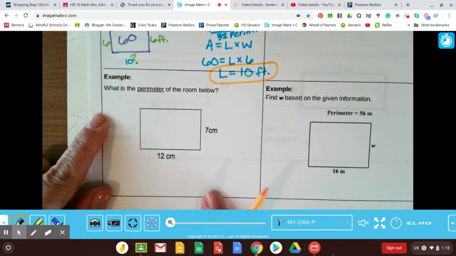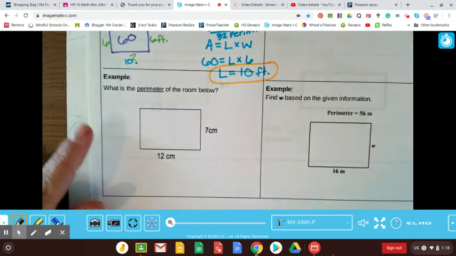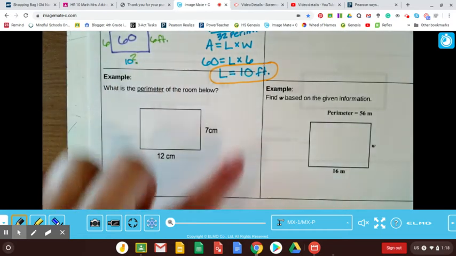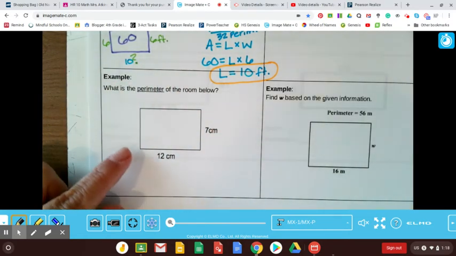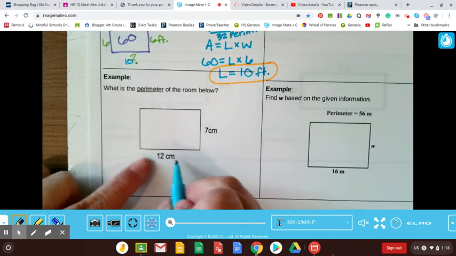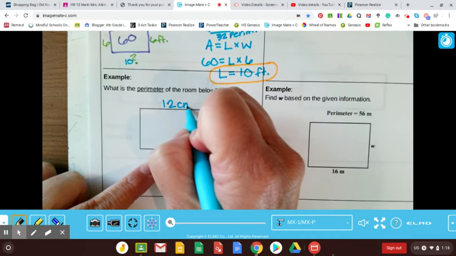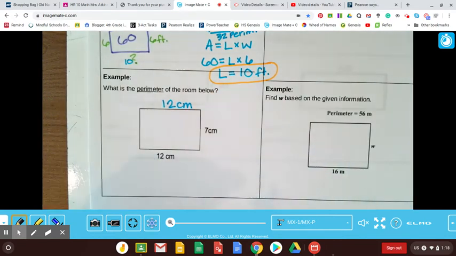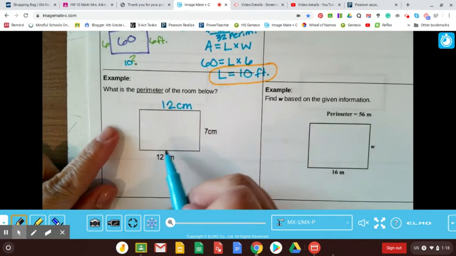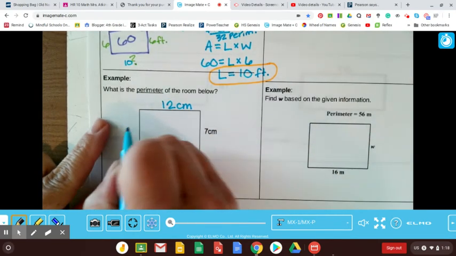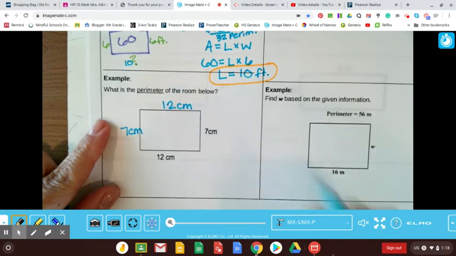What is the perimeter of the room below? All right, we know perimeter is when we add up all the sides, right? Add them all up. So if this length is 12 centimeters, then that means that the opposite length is 12 centimeters. We're working with rectangles here. The 4th grade standard is rectangles. There's different formulas if you were finding the perimeter of, let's say, a triangle or another quadrilateral. And if this side is 7 centimeters, then this side must be 7 centimeters.